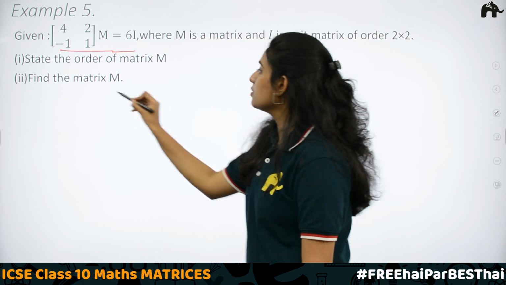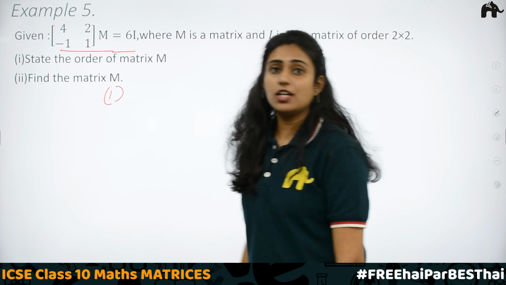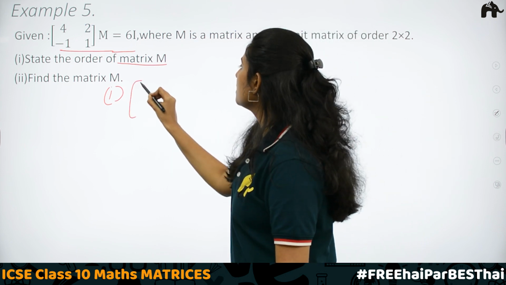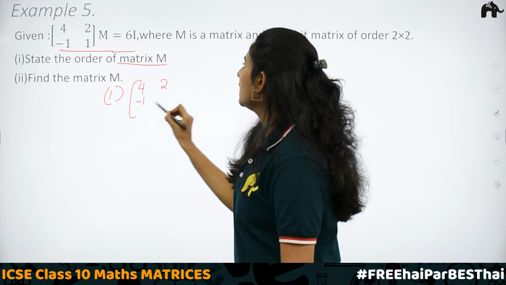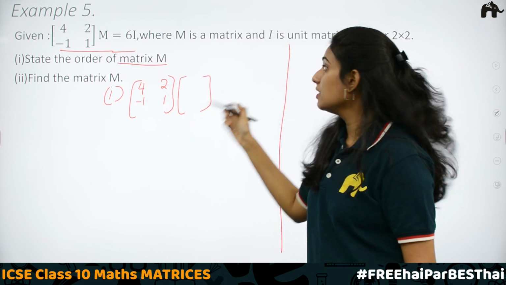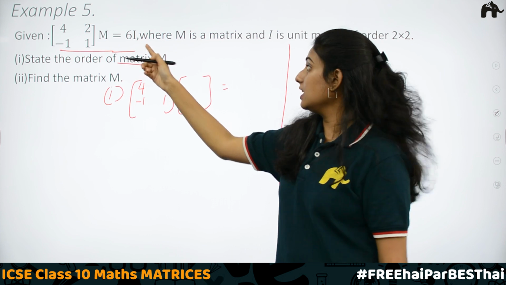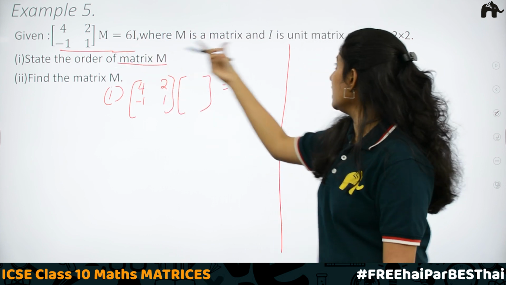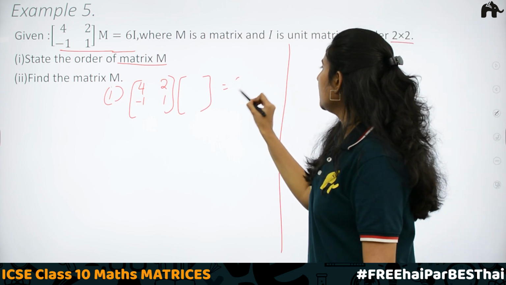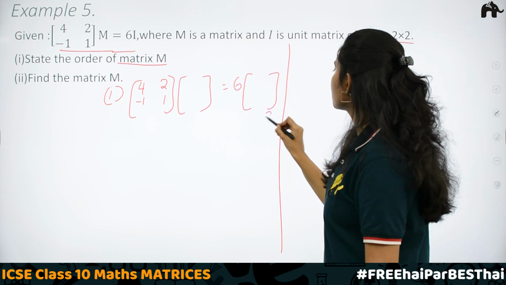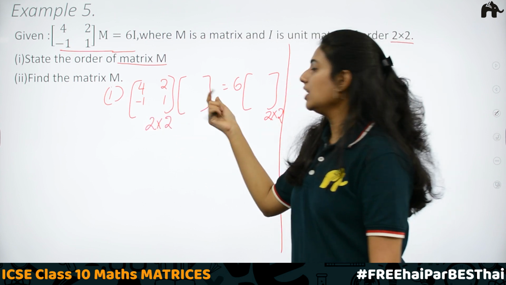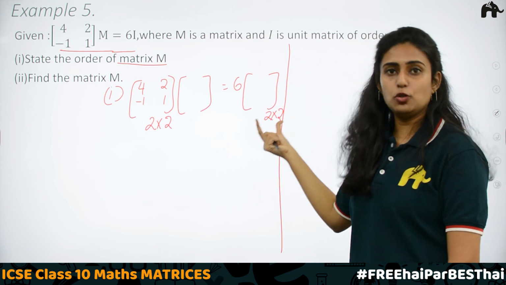First question, we are asked to find the order of matrix M. Here, the first matrix is [4, 2; -1, 1]. And we are multiplying with the matrix M to get an identity matrix into a scalar 6, given that the identity matrix is of order 2 by 2. So, this also will be a 2 by 2 matrix. Multiplying a 2 by 2 matrix with another matrix gives a 2 by 2 matrix.